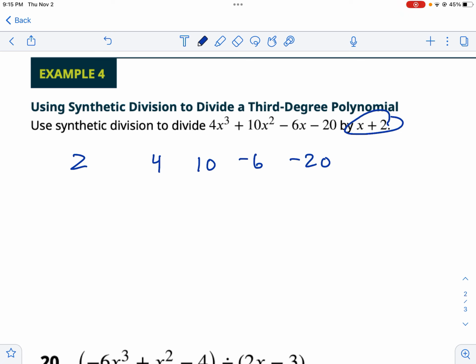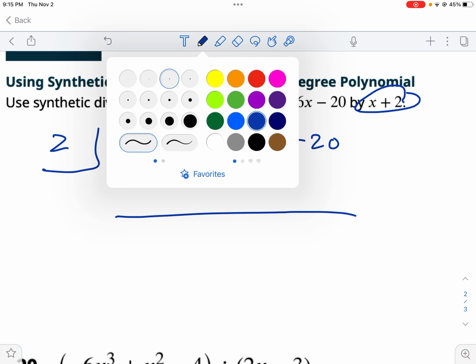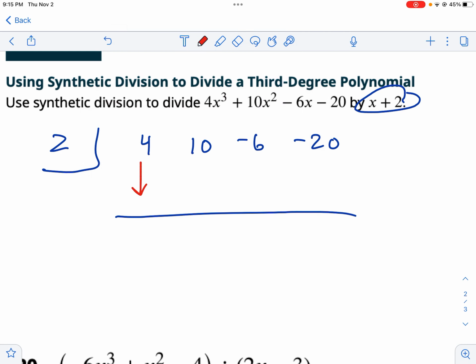A couple ways to do this. The book likes to do it that way. I like to do it this way. Maybe I'm just weird. But that 2 is in the box. You can choose whichever way you want as long as you're dividing them, separating them to your standards. First step is always bring down this 4, the first number. And then again, you don't have to do these lines, but what we're doing is we're multiplying and putting it in the next spot.